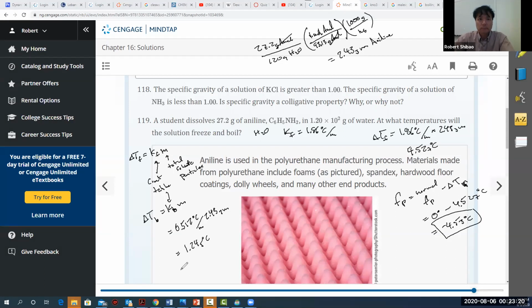And so the new boiling point is equal to the normal boiling point plus 1.245 degrees C. The normal boiling point is 100, so this is going to boil at 101.245 degrees C, or 101.25 degrees C. So 101.25 degrees C will be its boiling point. Those are the boiling point elevation and freezing point depression calculations here.